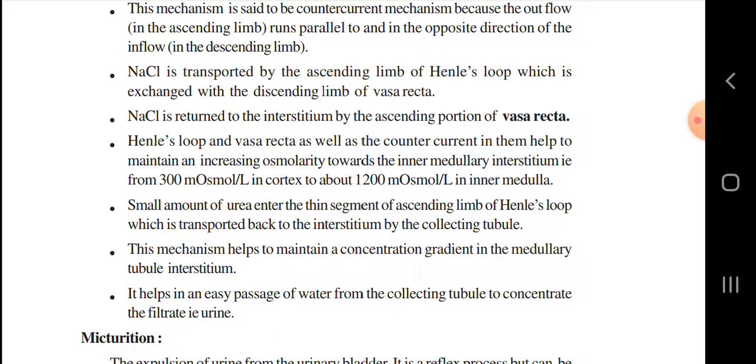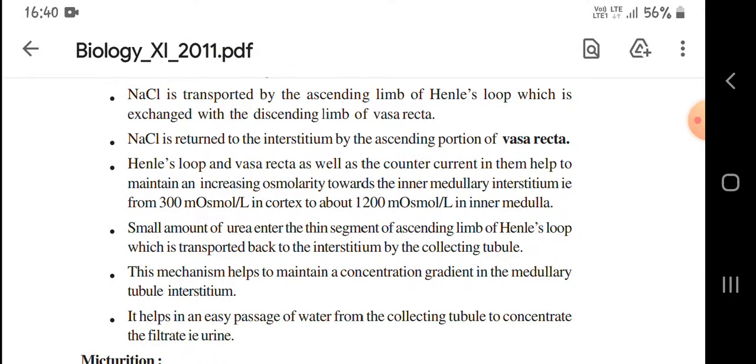Henle's loop and vasa recta, as well as the countercurrent, help to maintain an increasing osmolarity towards the inner medullary interstitium, from about 300 mOsmol per liter in the cortex to about 1200 mOsmol per liter in the inner medulla. This much is stored and filtered and comes out.